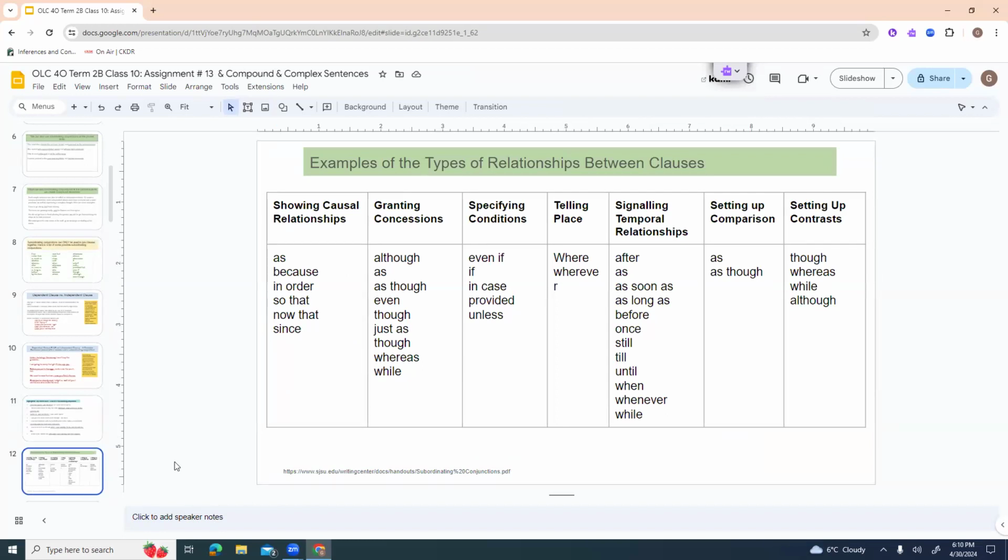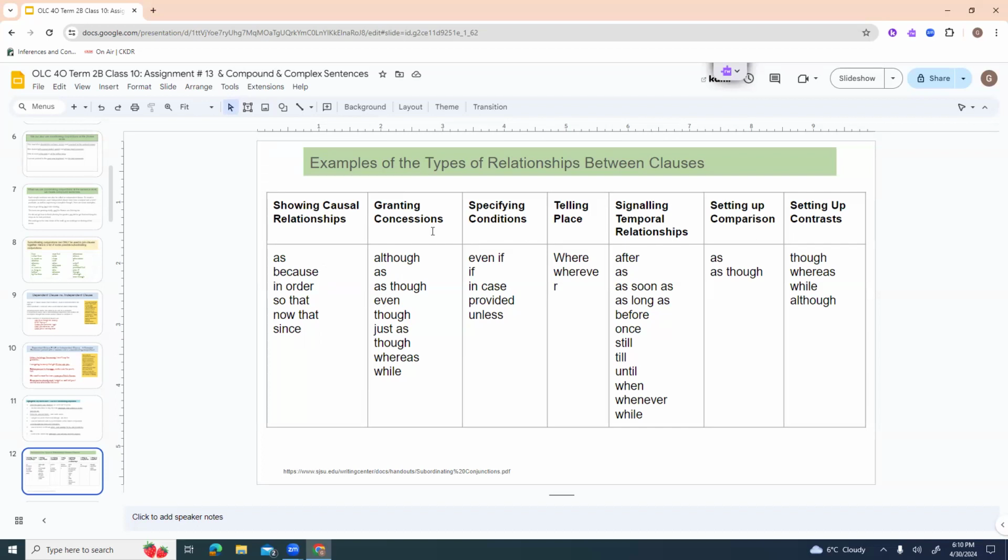So a lot of these subordinating conjunctions are showing you a relationship between the two sides of the sentence. Causal relationships just means one sentence is causing the other sentence to happen. So as, because, in order that, so that, now that, since.